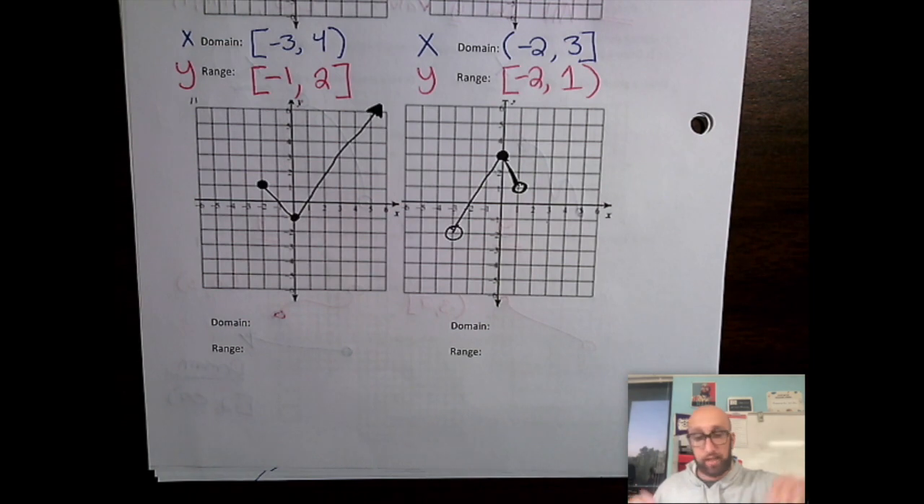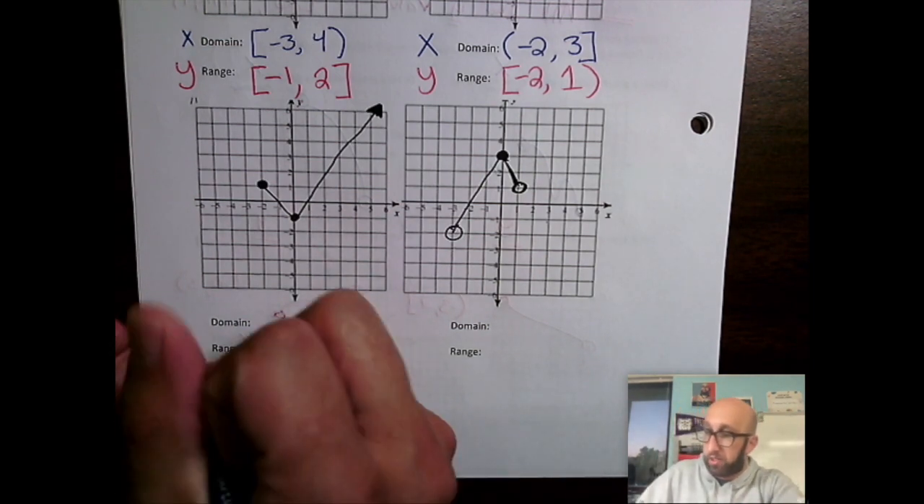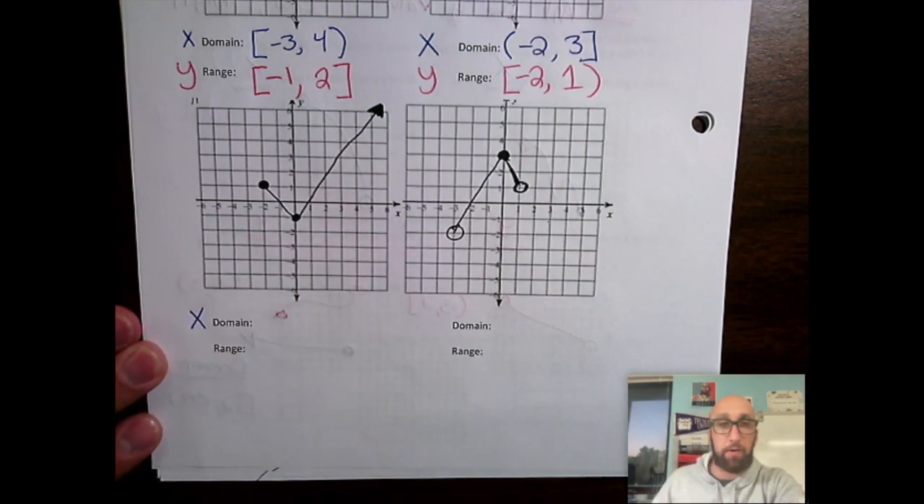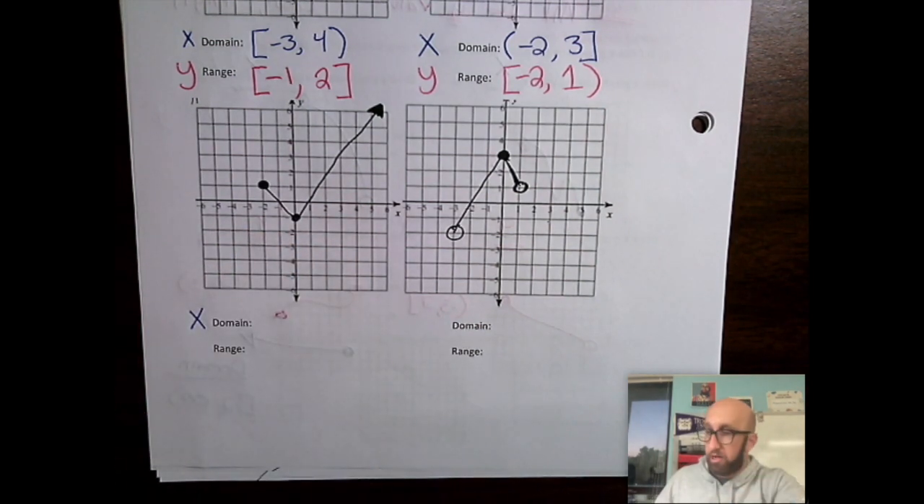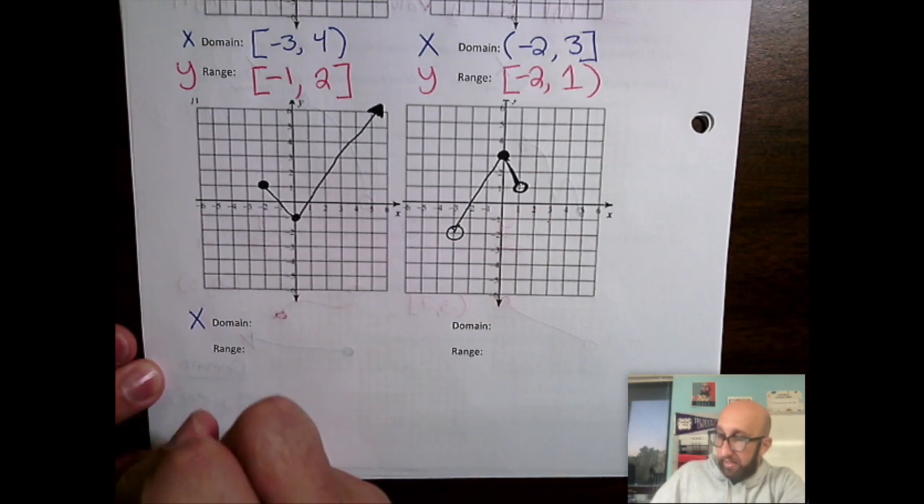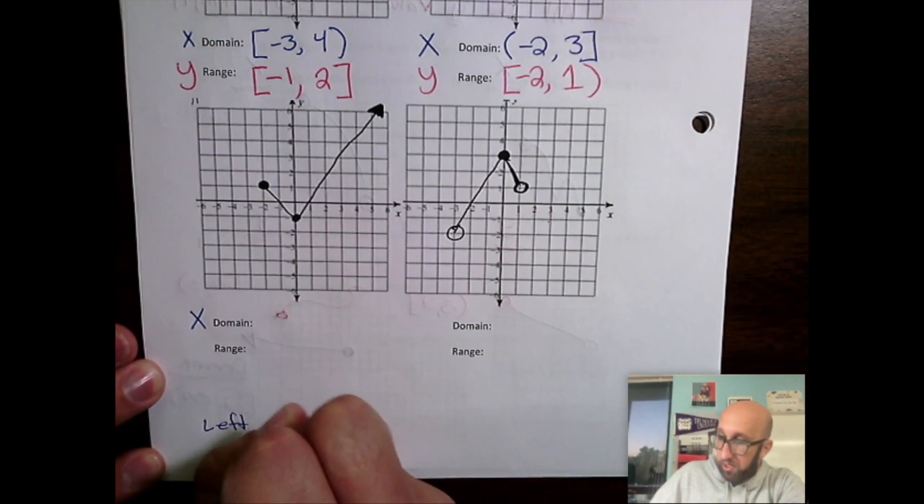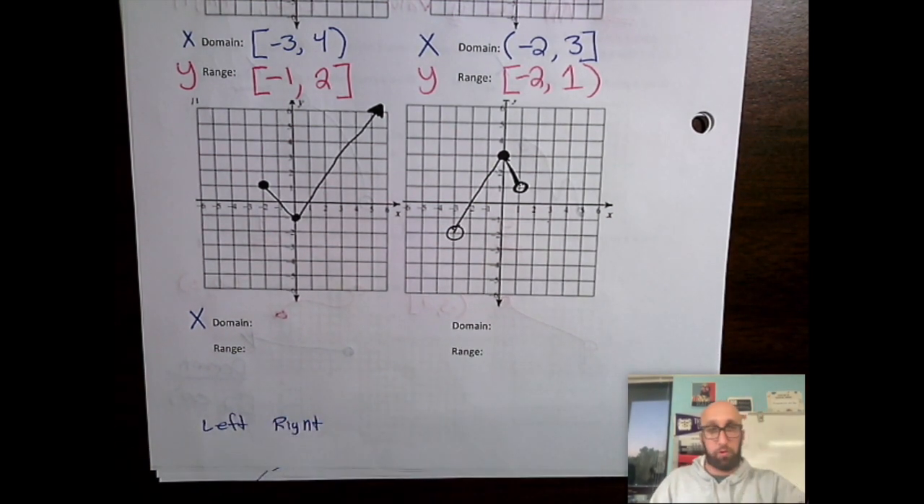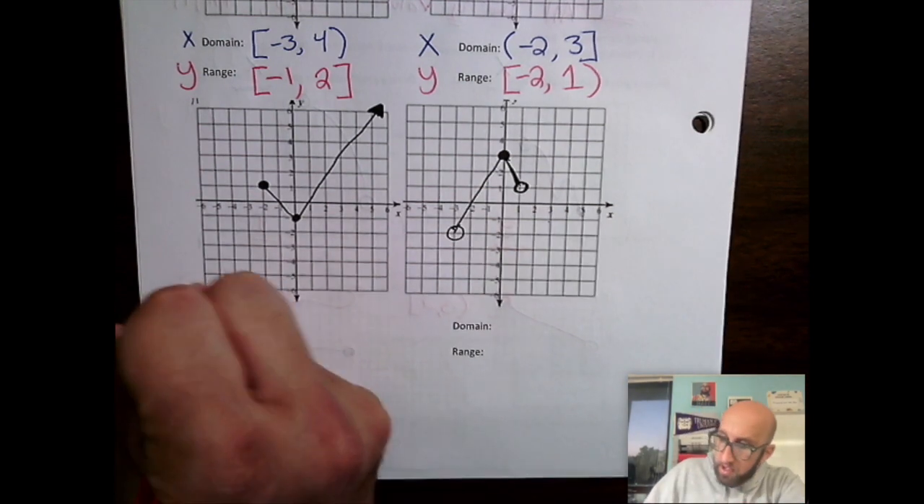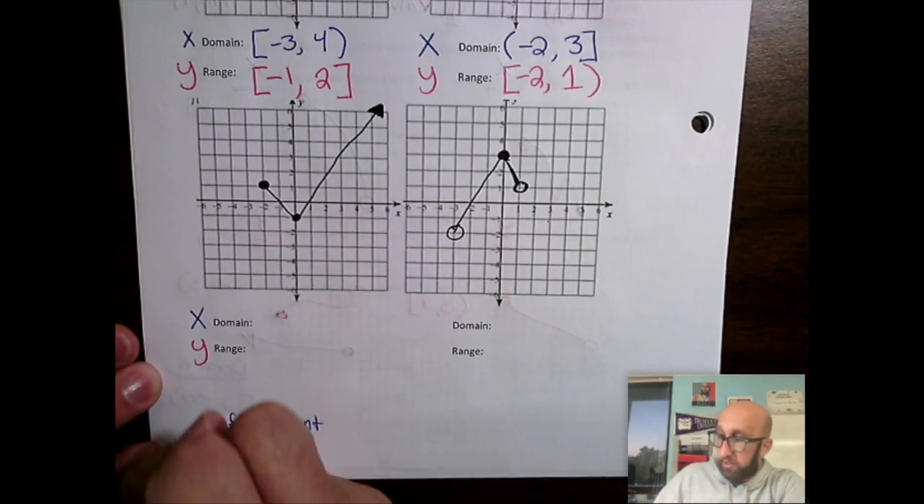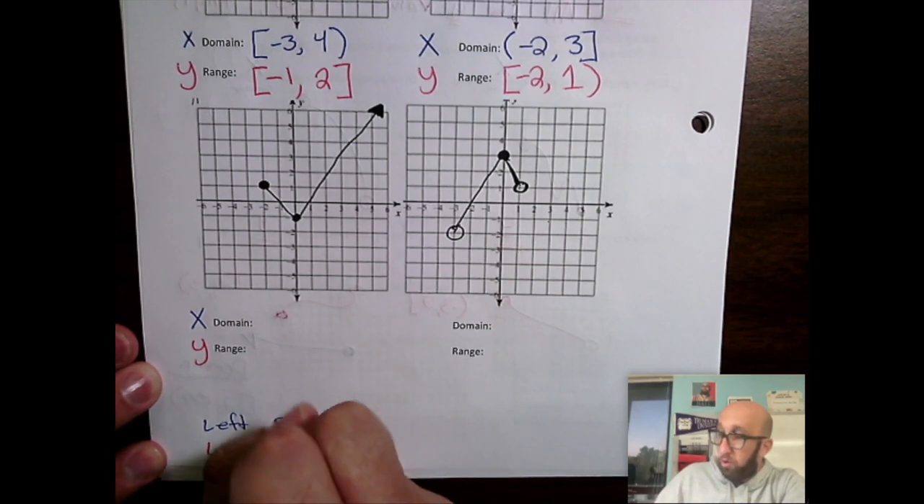So, where I left us last time is we were doing domain and range. Domain we know is all about x's. Domain is all about x's, and it's going to move us left to right. Left to right is what we're looking for there. Range is all about y's, and we're interested in low to high.